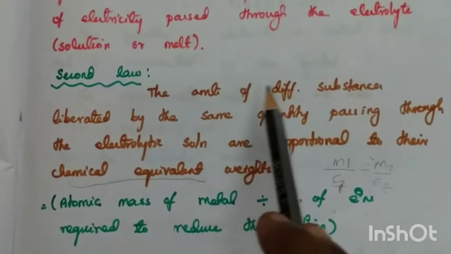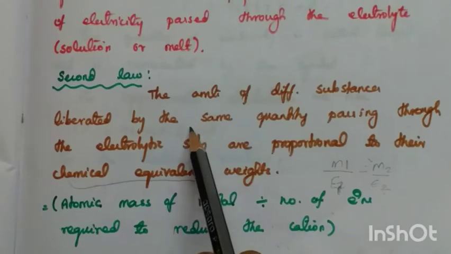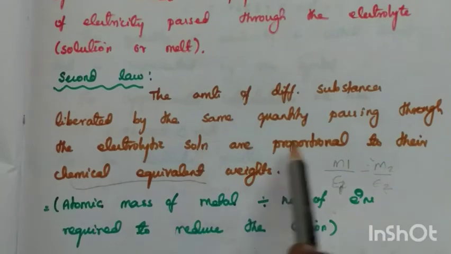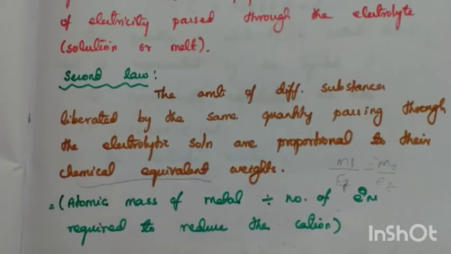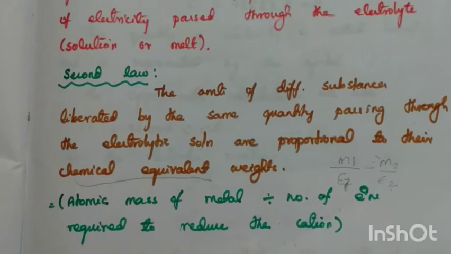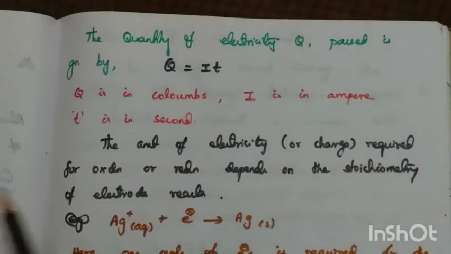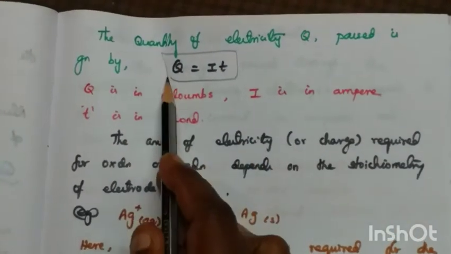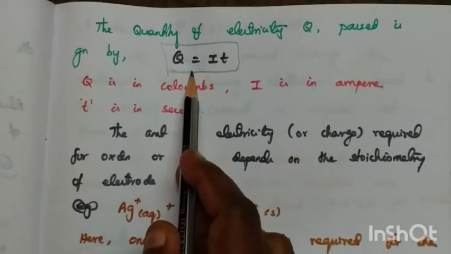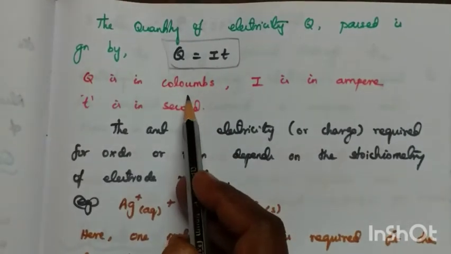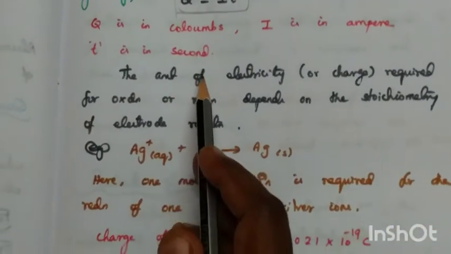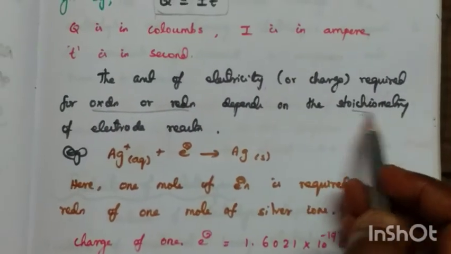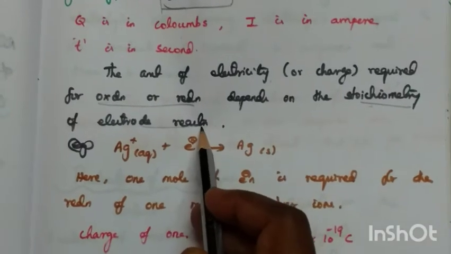What is the second law? The masses of different substances liberated by the same quantity of electricity passing through the electrolytic solution are directly proportional to their chemical equivalent weights. Now, the quantity of electricity passed is Q equal to I into t, where Q is in coulomb, I in ampere, and t in second. The amount of electricity required for oxidation or reduction depends upon the stoichiometry of the electrode reaction, that is, on the electrons.